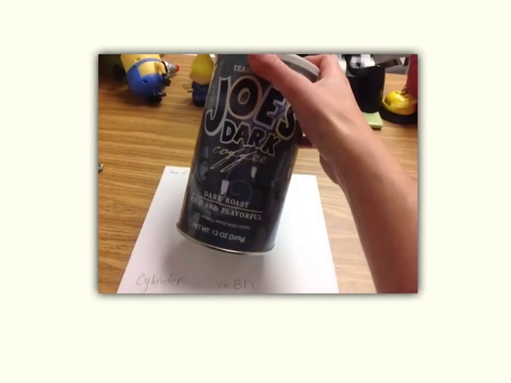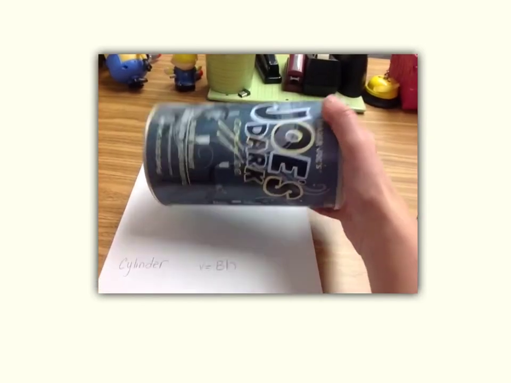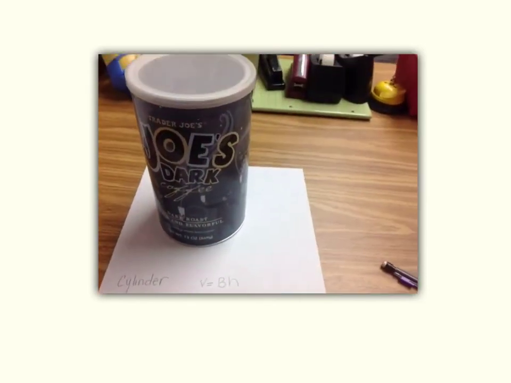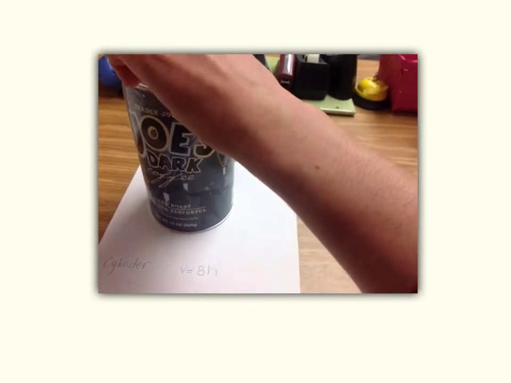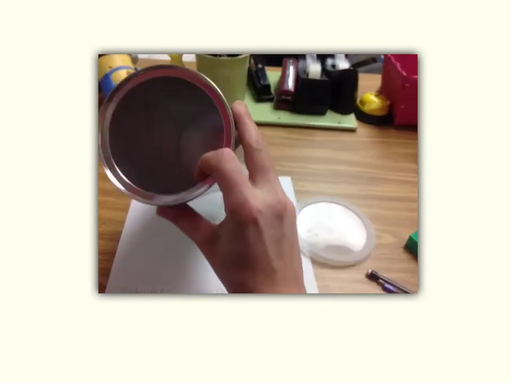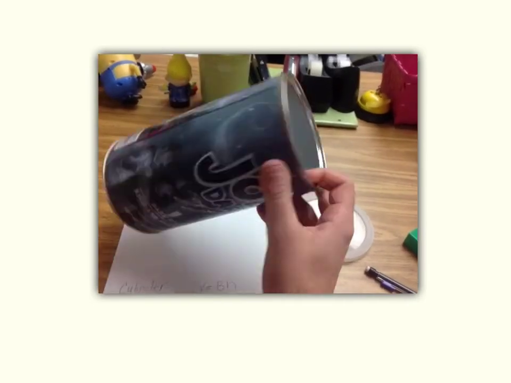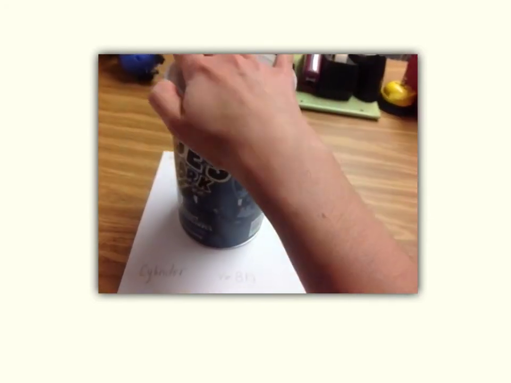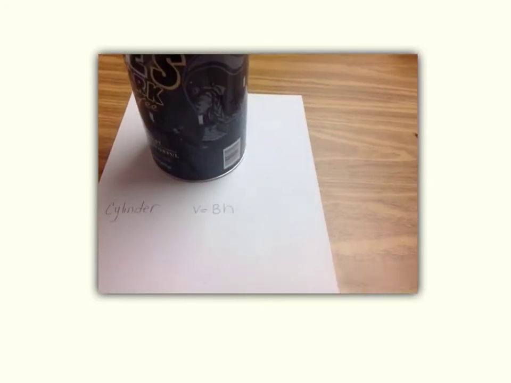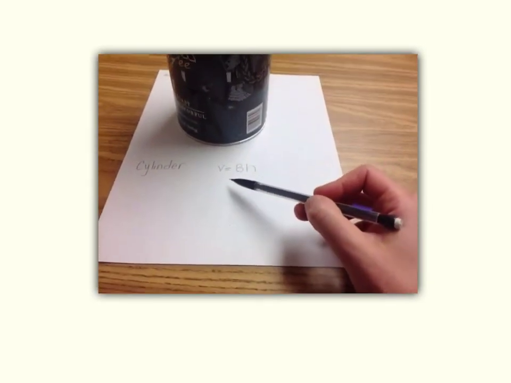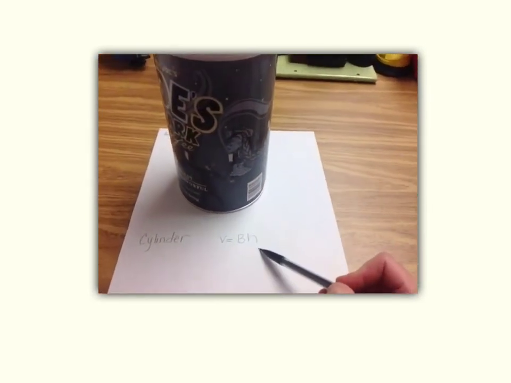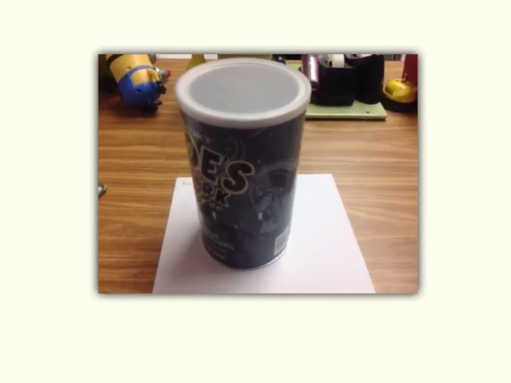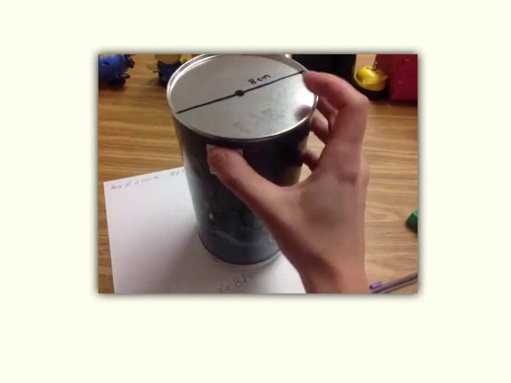Okay, so here I have a cylinder, and it's actually a coffee can. It was full of coffee beans at one point, but now it's empty. And I want to find the volume of it. So I want to know how many cubic units can I fit inside of this coffee can, which is actually a cylinder. So the volume for finding a cylinder is the same as the prisms. It's the area of the base times the height. Now what shape is the base of the cylinder? Well, it is a circle.